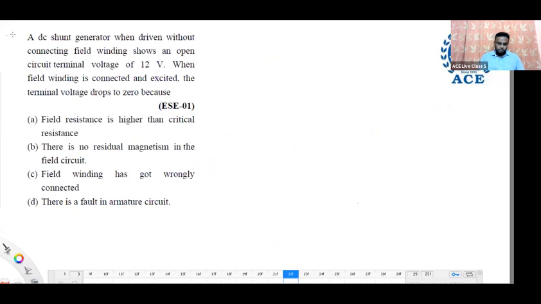See this question. A DC shunt generator, when driven without connecting the field winding, shows an open circuit terminal voltage of 12 volts. When the field winding is connected and excited, the terminal voltage drops to zero because... what is the answer?